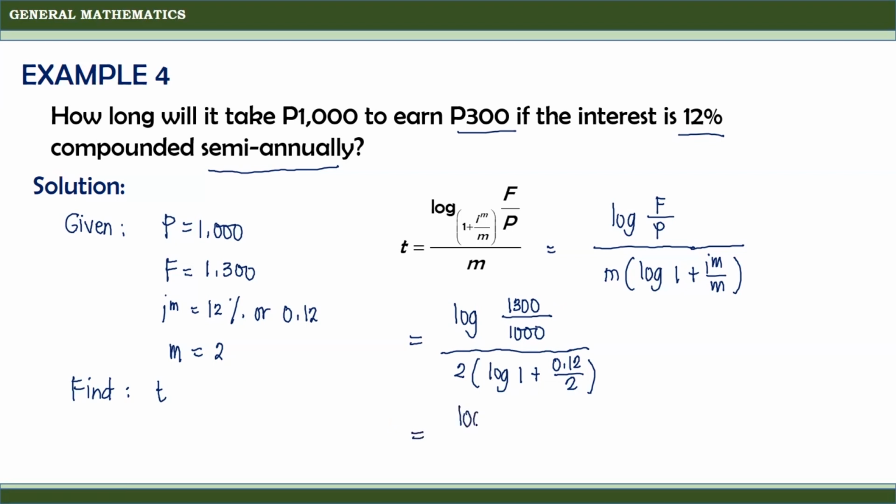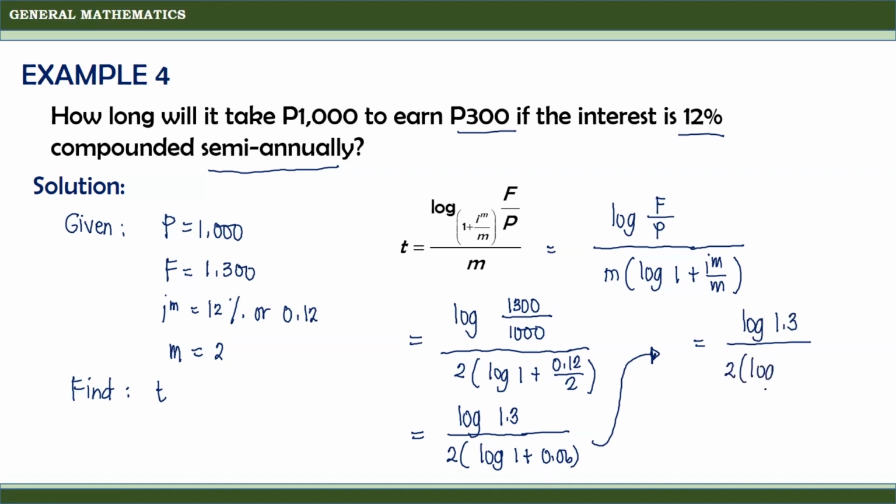So we will have logarithm of 1.3 divided by 2 times the logarithm of 1 plus 0.06. Next, add 1 and 0.06. Then you will have logarithm of 1.3 divided by 2 times logarithm of 1.06. From here, you can key this in on your calculators and it will result in the answer 2.25 years.